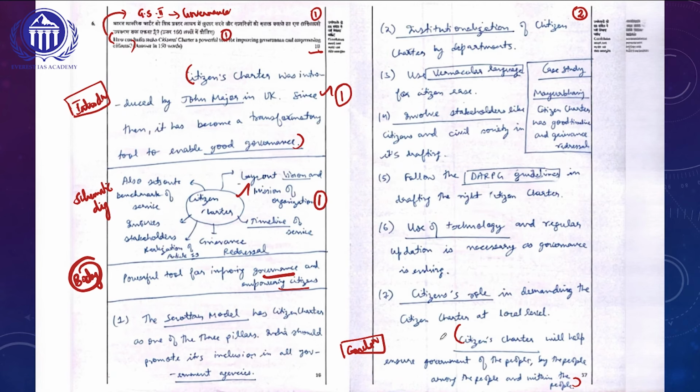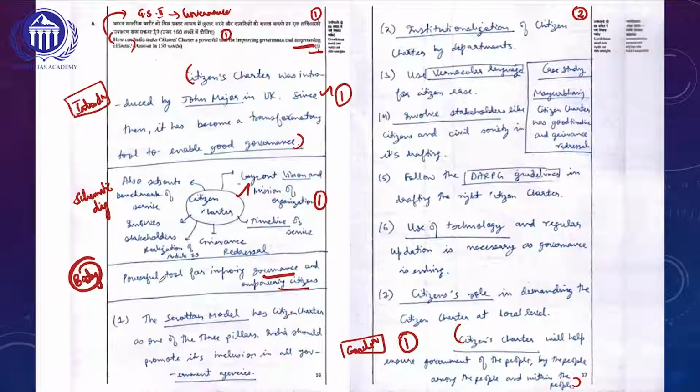Not only that, if you look at the conclusion of Trilok Singh's answer copy, the Citizen Charter will help ensure government of the people, by the people, for the people, and within the people. So basically, he's trying to connect, because the question asks how it will empower citizens. He's linking the context of the question in a very good manner. So he'll be getting the maximum 1 mark for this conclusion as well.